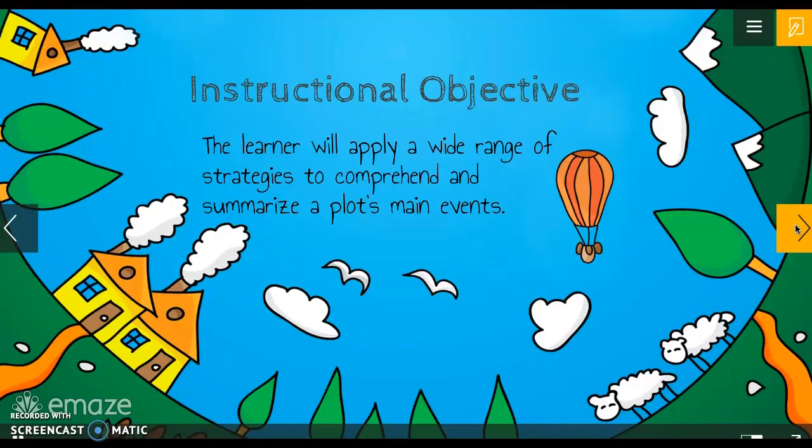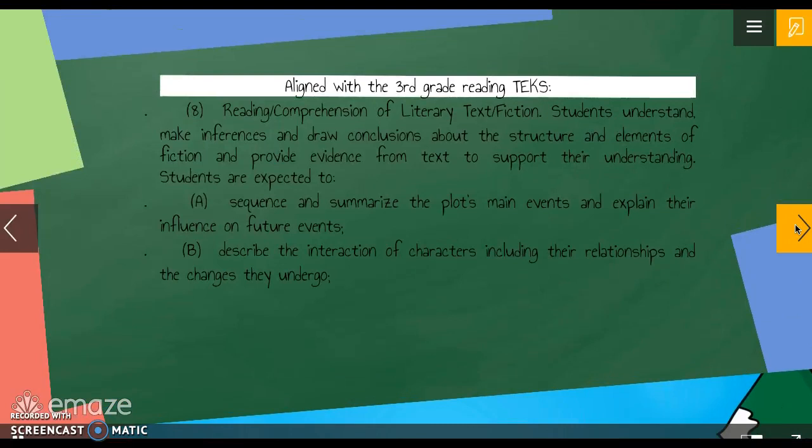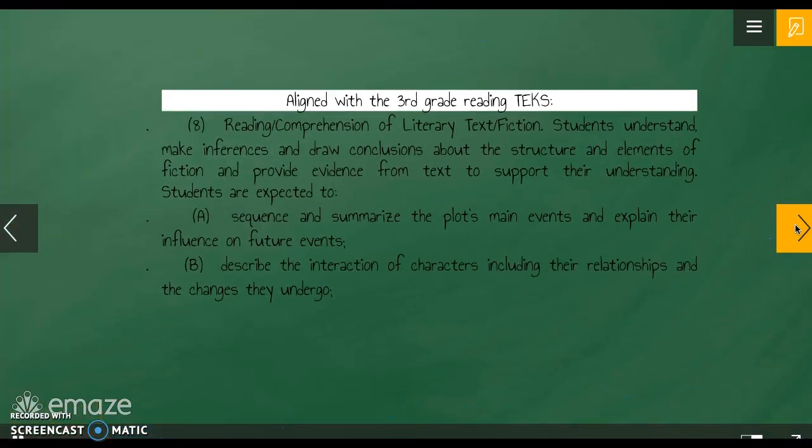The instructional objective is the learner will apply a wide range of strategies to comprehend and summarize a plot's main events. These are the third grade reading TEKS aligned with the unit.